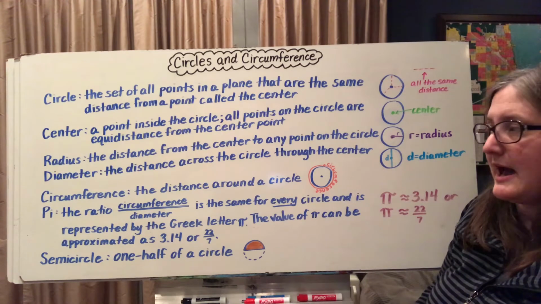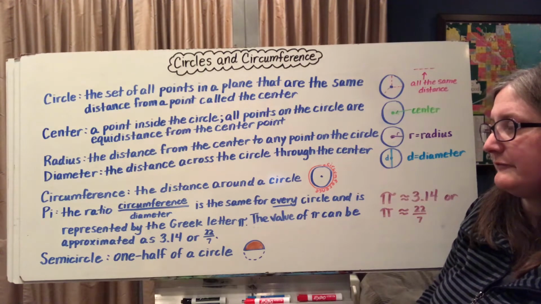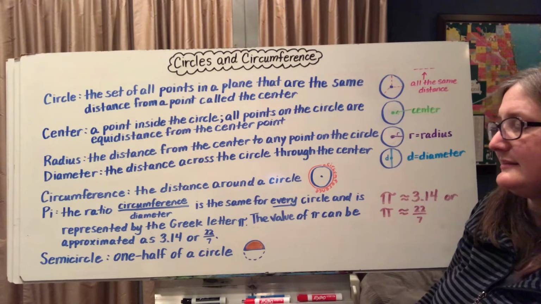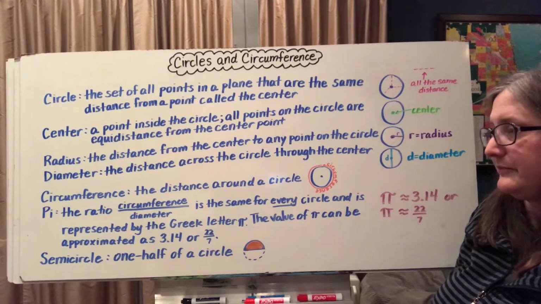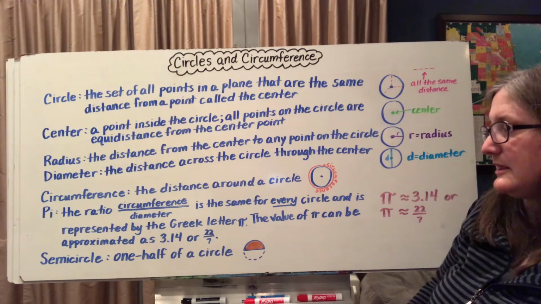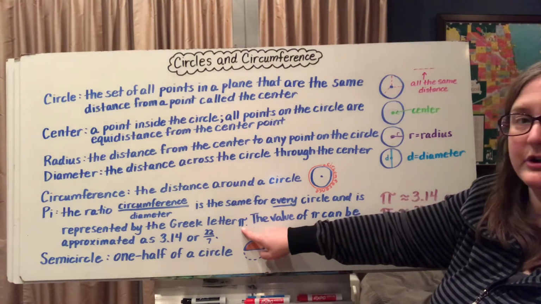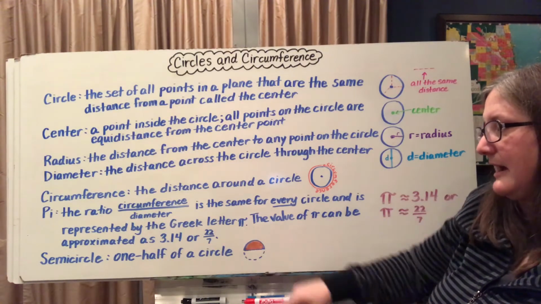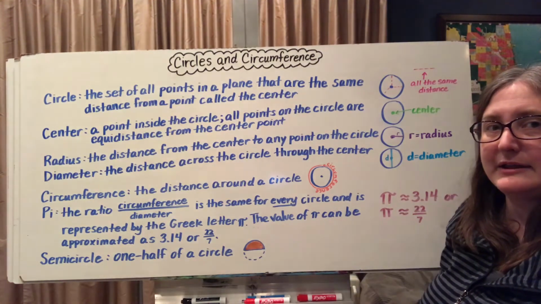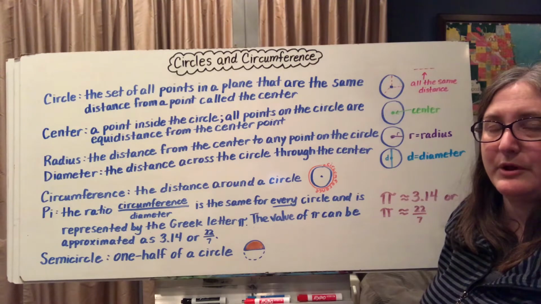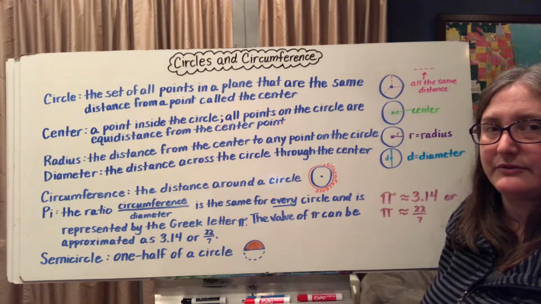Pi, spelled P-I, is the ratio of circumference to diameter, and it is the same for every circle. It's represented by the Greek letter pi, which looks like two vertical lines with a wavy line sitting on top, and the value of pi can be approximated as 3.14 or 22/7.